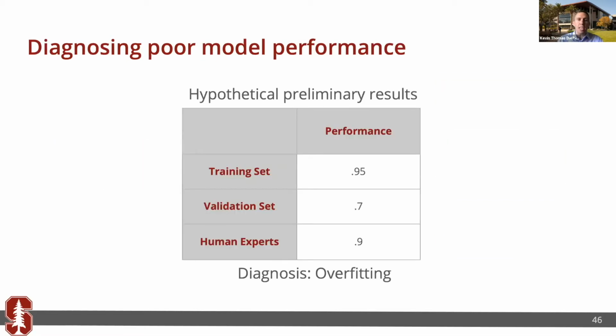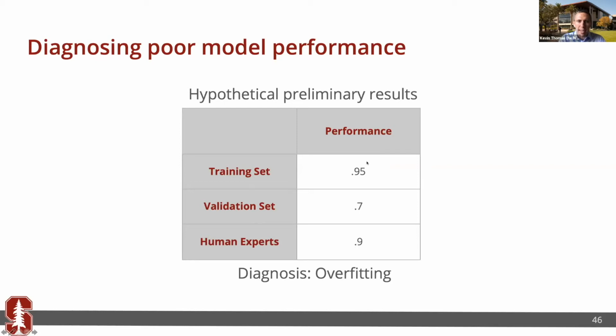Now, say you've chosen your validation and your performance metric, and you've split your data set into 3 pieces, and you're in the process of iteratively tweaking and tuning your model. You're at a point where you assess the performance on your training set to have a value of 0.95. But on your validation set, you notice that your model's only performing at a value of 0.7. And you know from prior experience in your field that human experts tend to have a performance of 0.9.